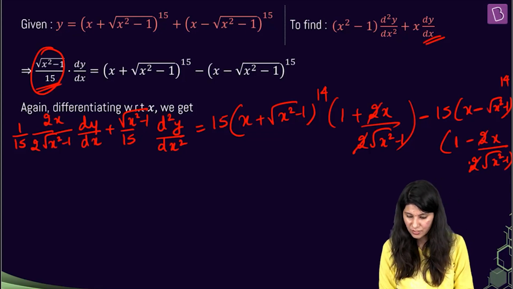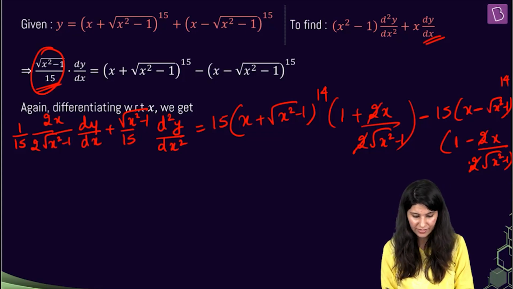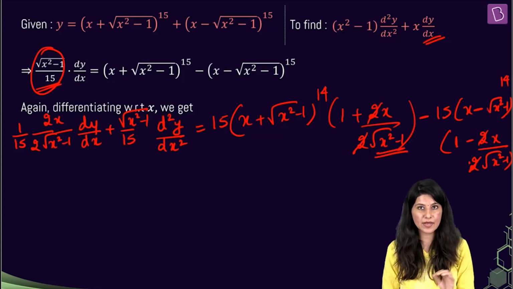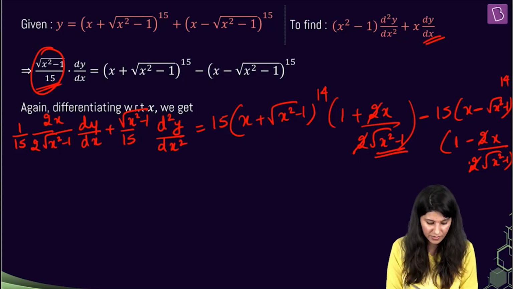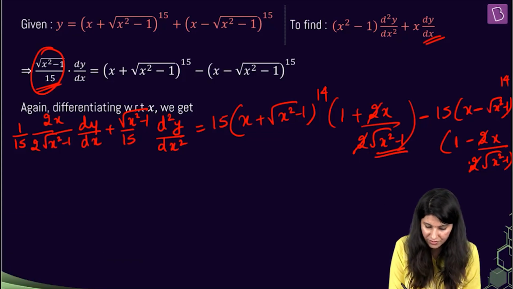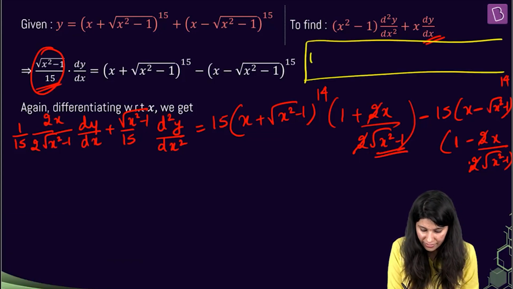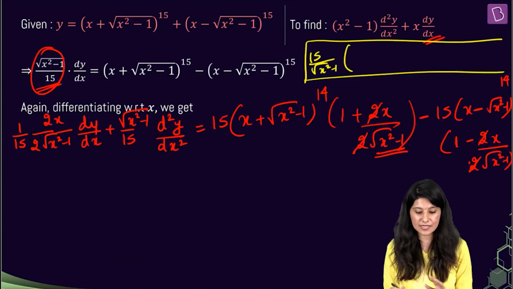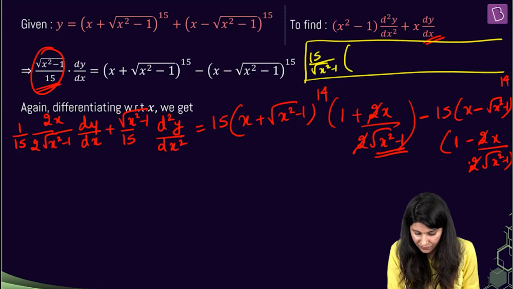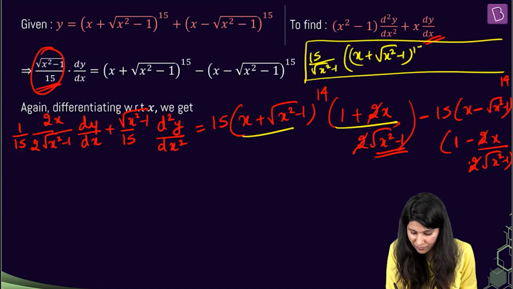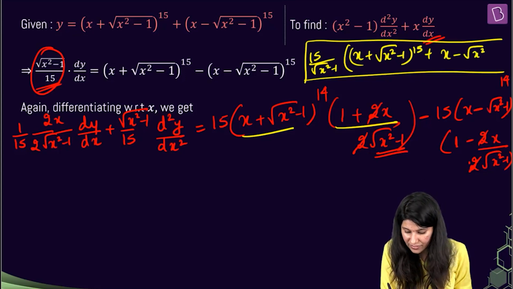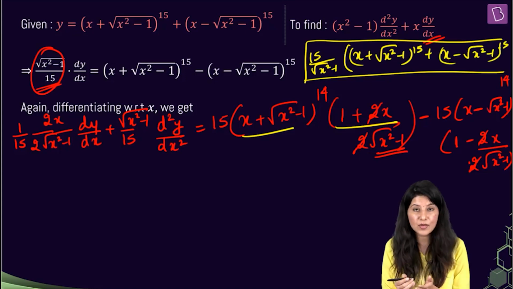So you are actually left with, this is x square minus 1 inside the square root. You will take 15 common. If I write the right hand side over here in this space, I get 15 common and then square root of x square minus 1 common. Inside this, if you take LCM, these two brackets would be same. So this is x plus square root x square minus 1 raised to power 15. And similarly, if you solve this, you get plus x minus square root of x square minus 1 raised to power 15. This is nothing but y.